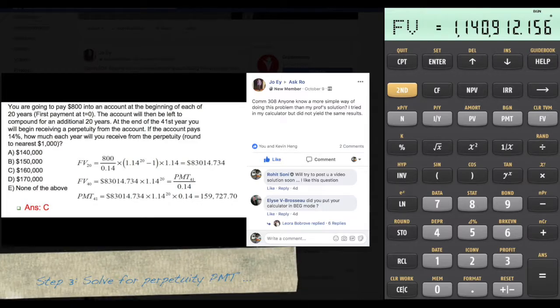And now in order to find the value of the perpetuity payment, you simply need to multiply this by the discount rate, which is 0.14. And that should get you the answer, 159,727. So rounded to the closest thousand, that would be 160,000.